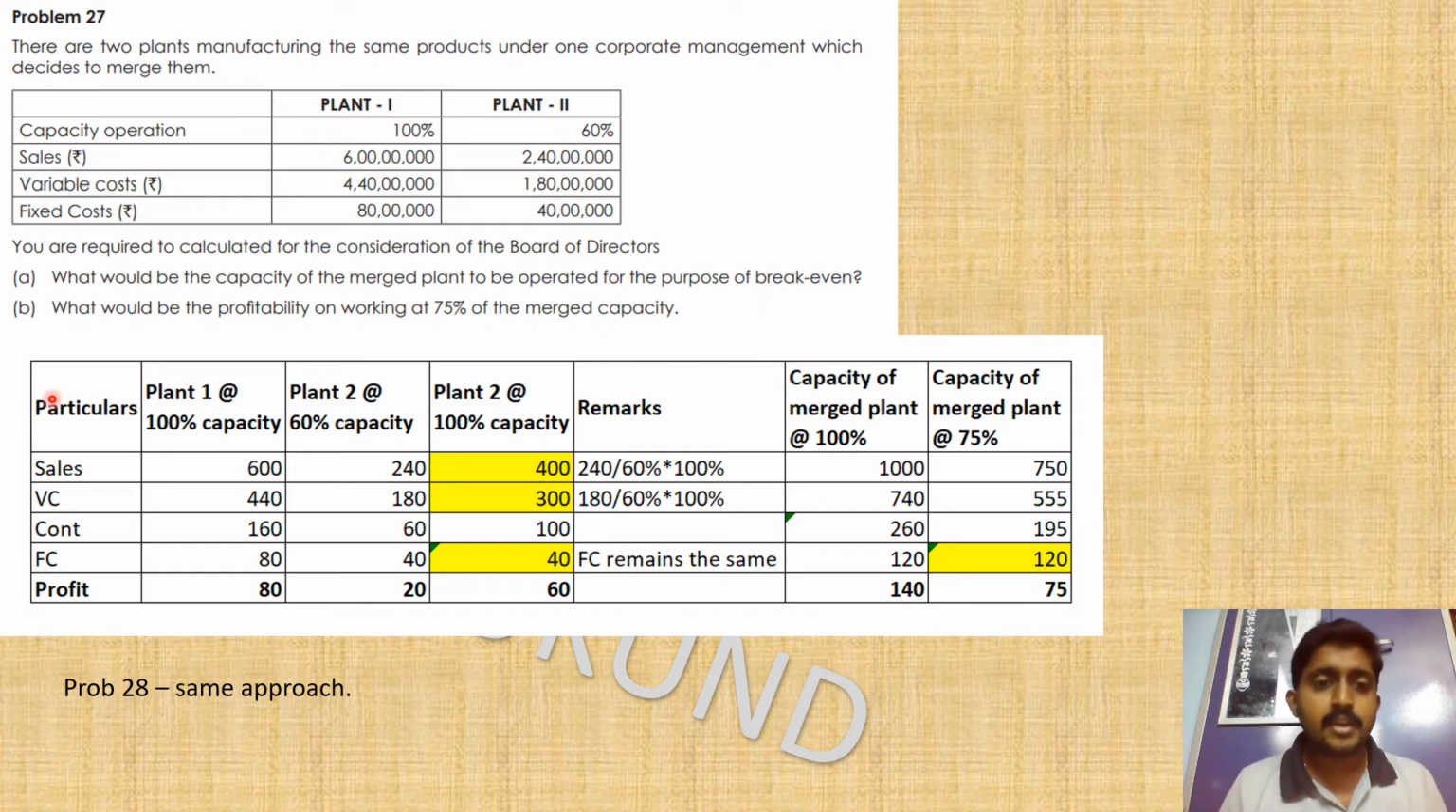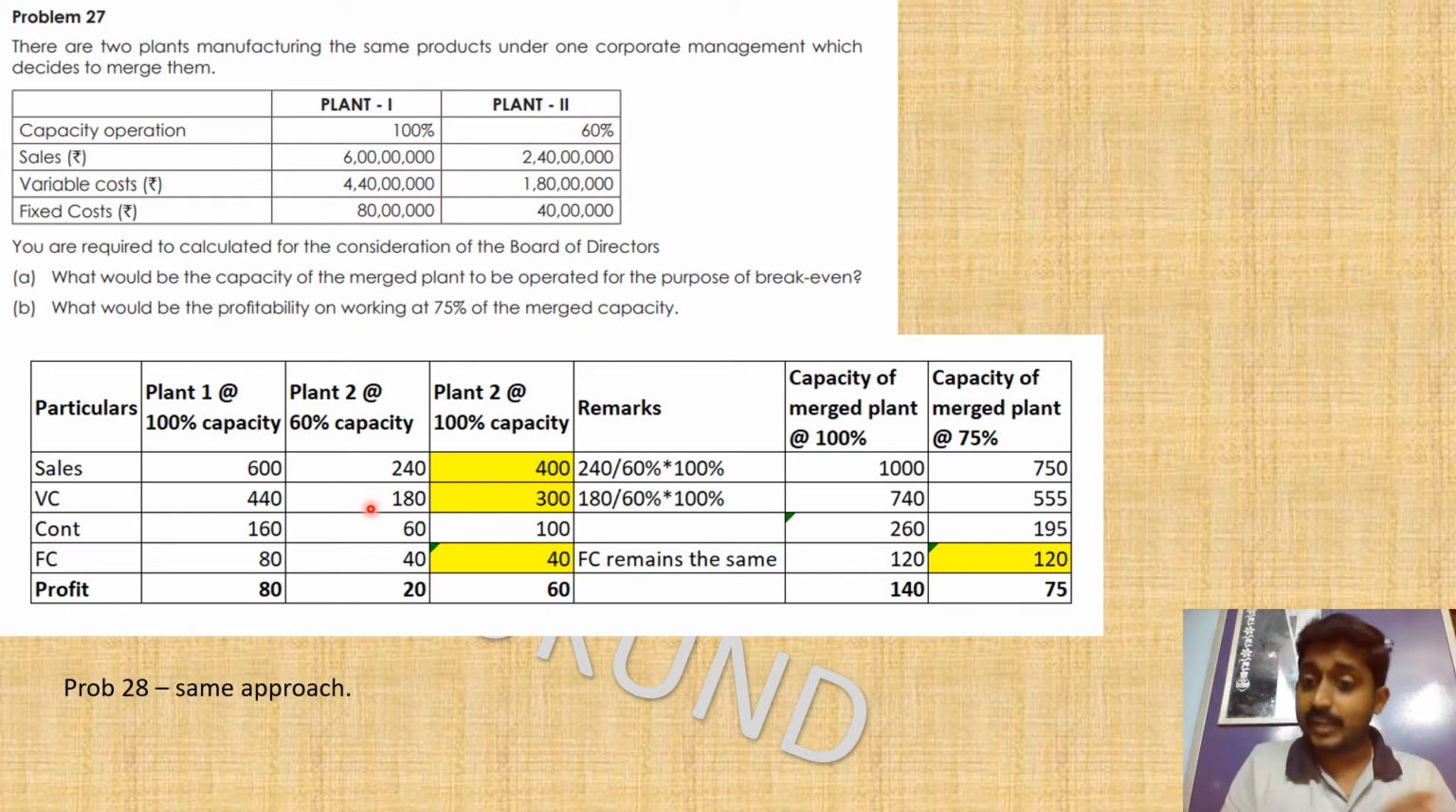That's very easy. Plant 1, all the figures are given at 100% capacity, so there is no issue. Here all the figures I am giving in lakhs. So 600 lakhs is the sales, 440 lakhs is the variable cost. It is given in the question. 600 minus 440 is 160, the contribution, minus fixed cost of 80 will give you 80 lakhs as a profit.